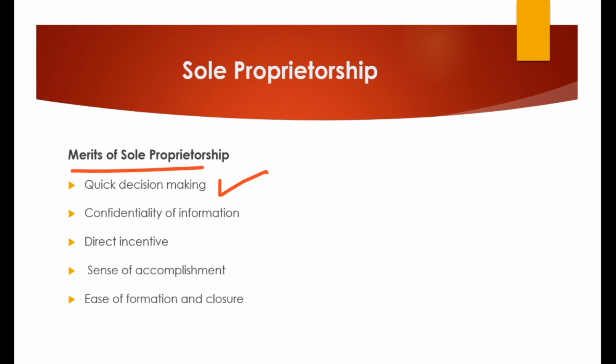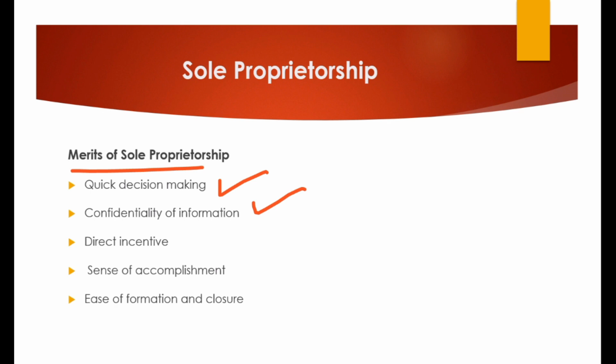But in case there are two or more people involved, then we have to consult every person who is involved in the business. We have to listen to their ideas and their concerns. Here there is no such thing we have to do. This is the very big merit of a sole proprietorship, that he can take quick decisions as he is the sole owner. He can think from all perspectives and take a decision.